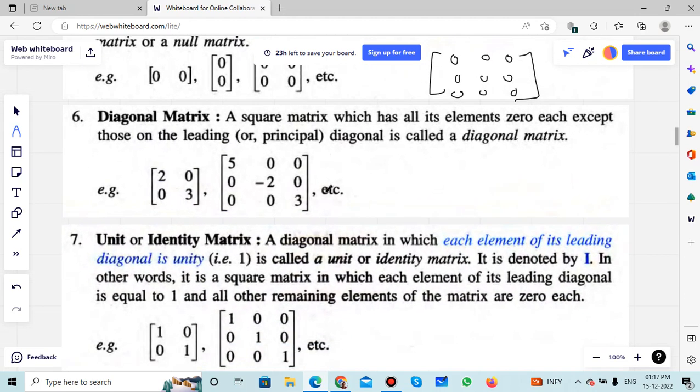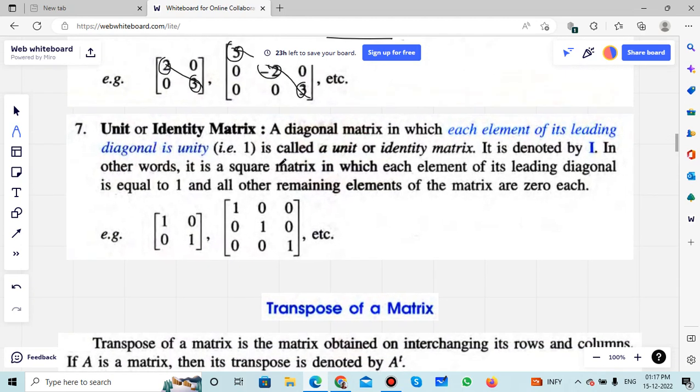Then comes the diagonal matrix, when we have the elements only in the diagonal form. A square matrix in which all the elements are 0 except those in the leading principal diagonal is called a diagonal matrix. For example, if you draw a diagonal here, the elements are only on the diagonal, nowhere else. That will be called a diagonal matrix.